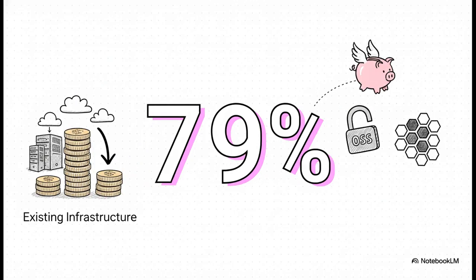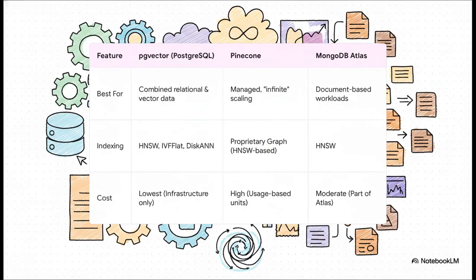And this all loops back to that cost problem we talked about. By using existing infrastructure and open source tools and avoiding paying a premium for managed RAM, teams that host pgvector themselves are seeing typical cost savings of around 79% compared to paying for a specialized service to do a similar job. That's huge.